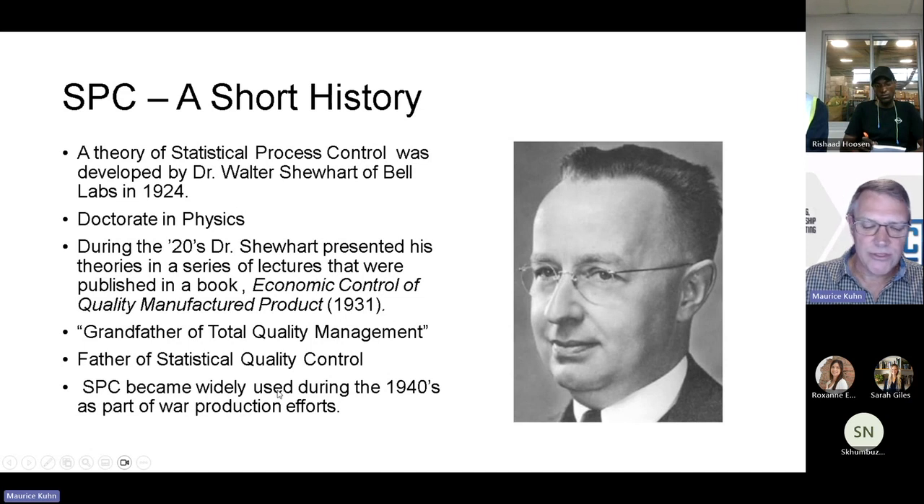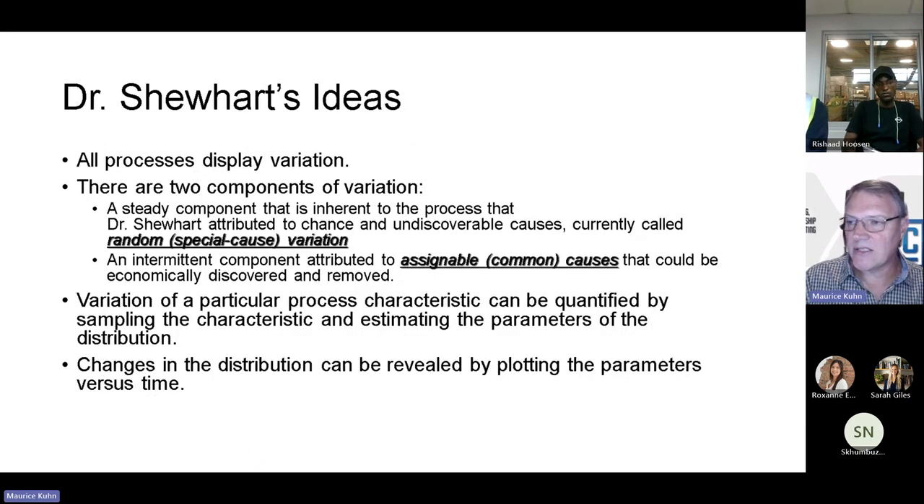It became widely used during the 1940s, during the war, when they had to ensure that what they were building would meet the requirements for war, and so this really popularized what he'd worked on. Some of the ideas we've taken from his work are that all processes display variation. Even a well-controlled process, something that gets done over and over again, will have a measure of variation in the output. So all processes display variation, but there are two kinds of variation.